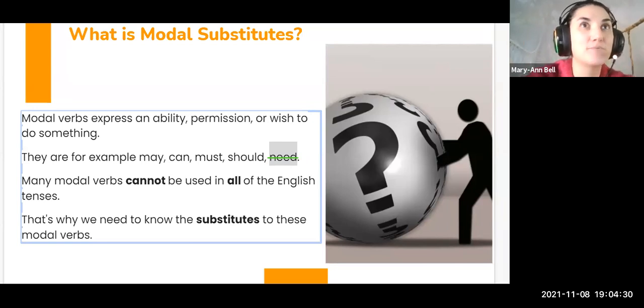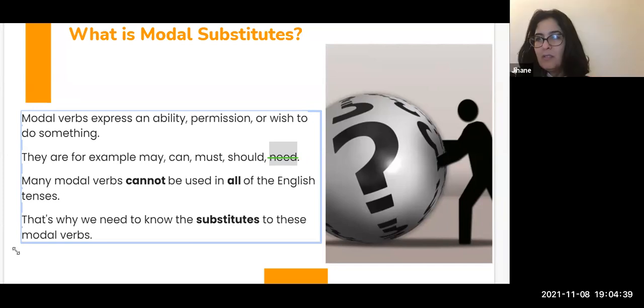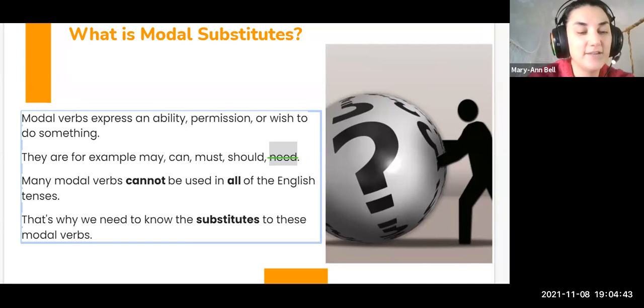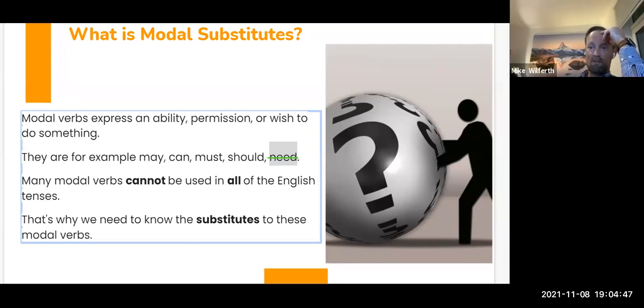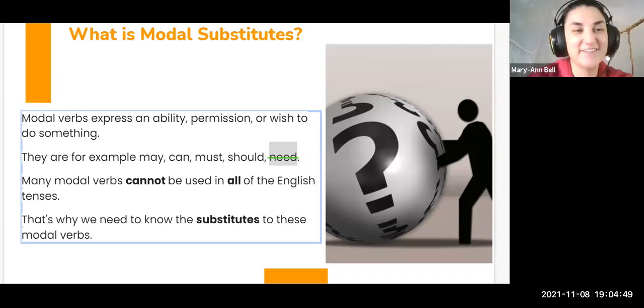So I probably will go to the party. I might go to the party. Okay. So we've got might. Any others? Could? Could, yeah. Any others? Have to. Have to? Well, actually, there you go, Mike. So that is actually one of the modal substitutes.